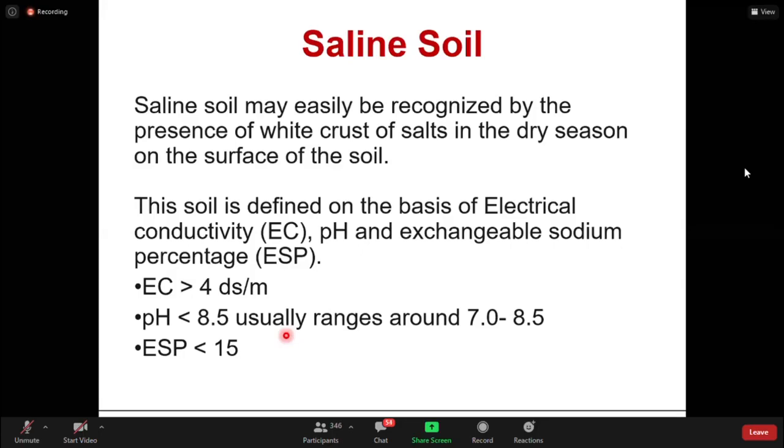The number of negative charges will hold that same number of positive charged ions, cations, like sodium, potassium, calcium, magnesium, aluminum, and so on. And the total number of positive charged ions, and out of that, how many sodiums are there? If a soil has a total of 100 negative charges, and out of 100, 15 negative charges are satisfied with sodium, then the exchangeable sodium percentage will be 15. Have you got it? What is meant by exchangeable sodium percentage?